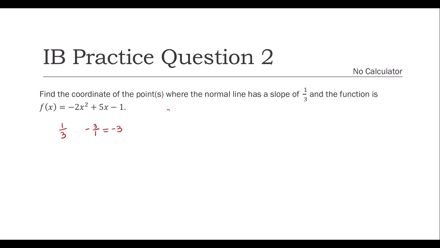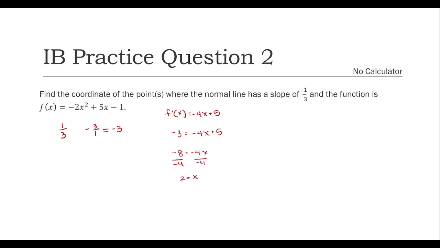So to do that, we'll find our derivative. So f prime of x equals negative 4x plus 5, and we need to know when that equals negative 3. So negative 3 equals negative 4x plus 5. We'll subtract 5 from both sides to get negative 8 equals negative 4x, and then divide by negative 4 to get that x equals 2.